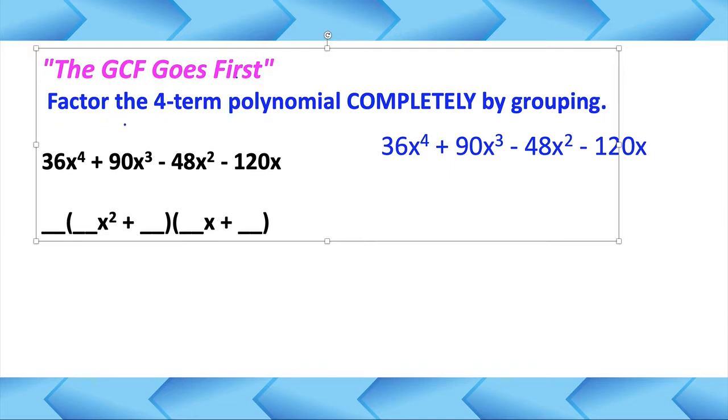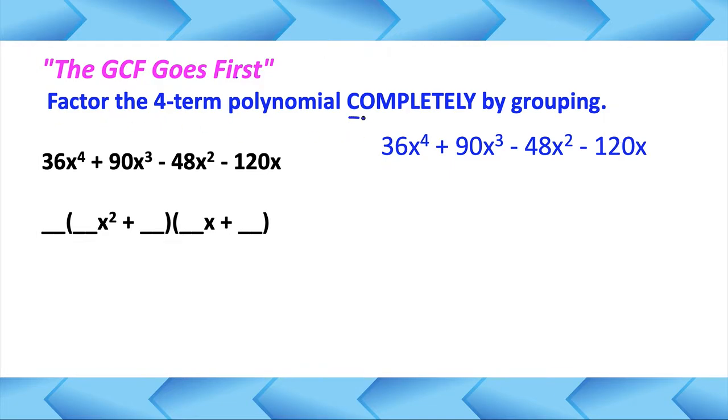Spoiler. Factor the four-term polynomial completely by grouping. So I kind of give you a heads up, students. When you have to factor something completely, that normally means there's an extra GCF in there, hence why the GCF goes first. So look at this extra blank we have in front. That means our four-term polynomial has an extra GCF amongst all four of them.